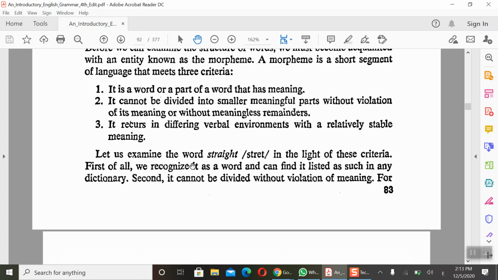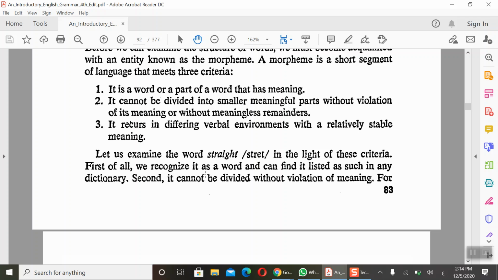So here let's examine the word straight. What is straight as a word? We want to analyze it in the light of these 3 criteria. First of all, is straight a word or not a word? It is a word. When we say it is a word, someone might ask, how is it a word? Yes, when we say it is a word, it means it has meaning, or in other words, it has a place in your dictionary. When you go to your dictionary, you will find its meaning.